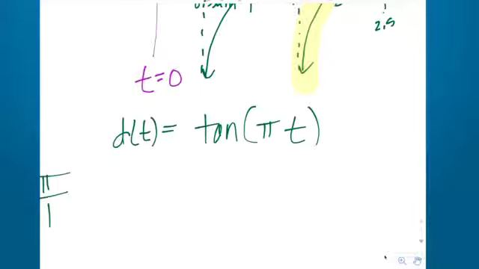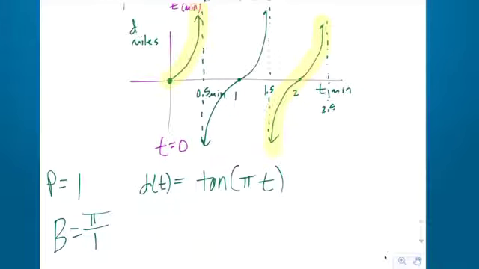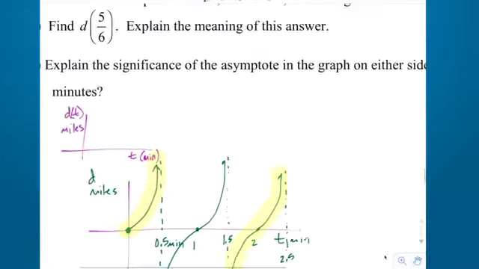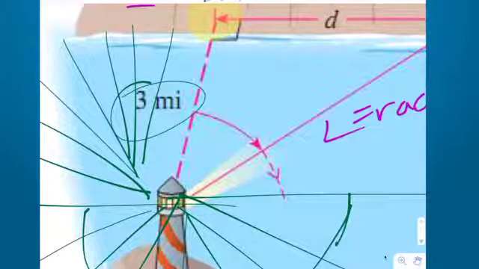And now for the a value, I know it's going to be positive, but is it just 1? Or is it 2? Or is it 3? Or is it 5? Or is it a half? How can we determine what the a value is? Well, that's a good question. There's a number we haven't used quite yet. The fact that the lighthouse is 3 miles off the shore.